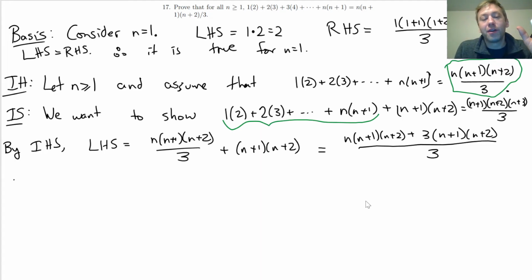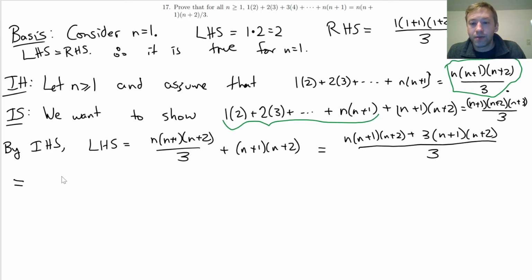And now you might be tempted to just multiply this all out and then collect stuff and try to factor it, but that's going to be really, really ugly. Don't do that. Just look at this thing. We can factor out an n plus 1 and an n plus 2, right?